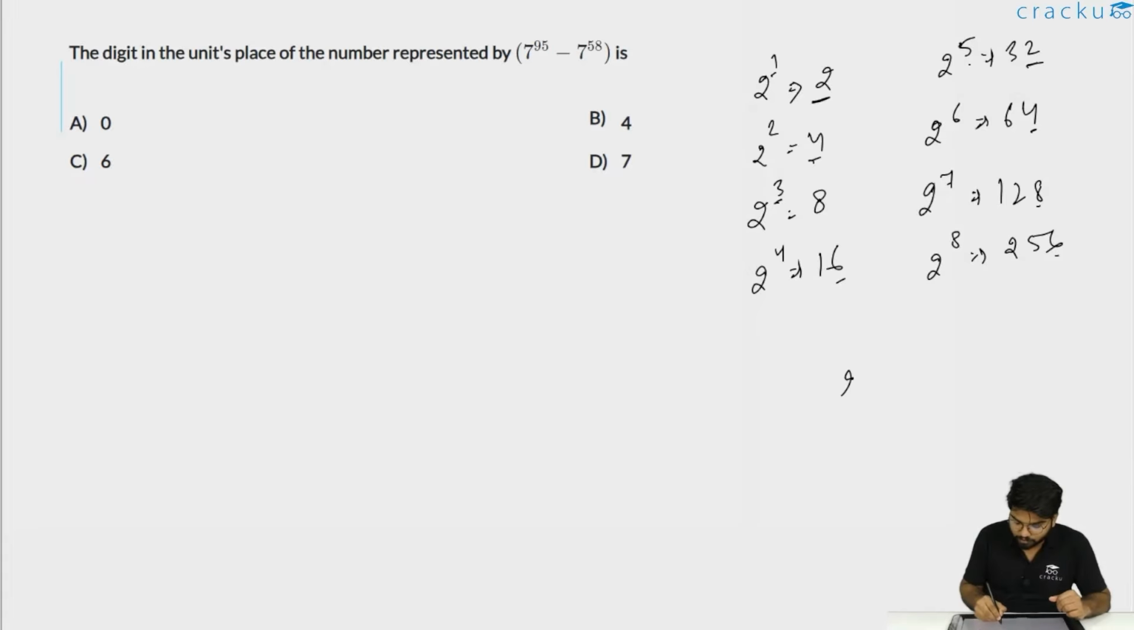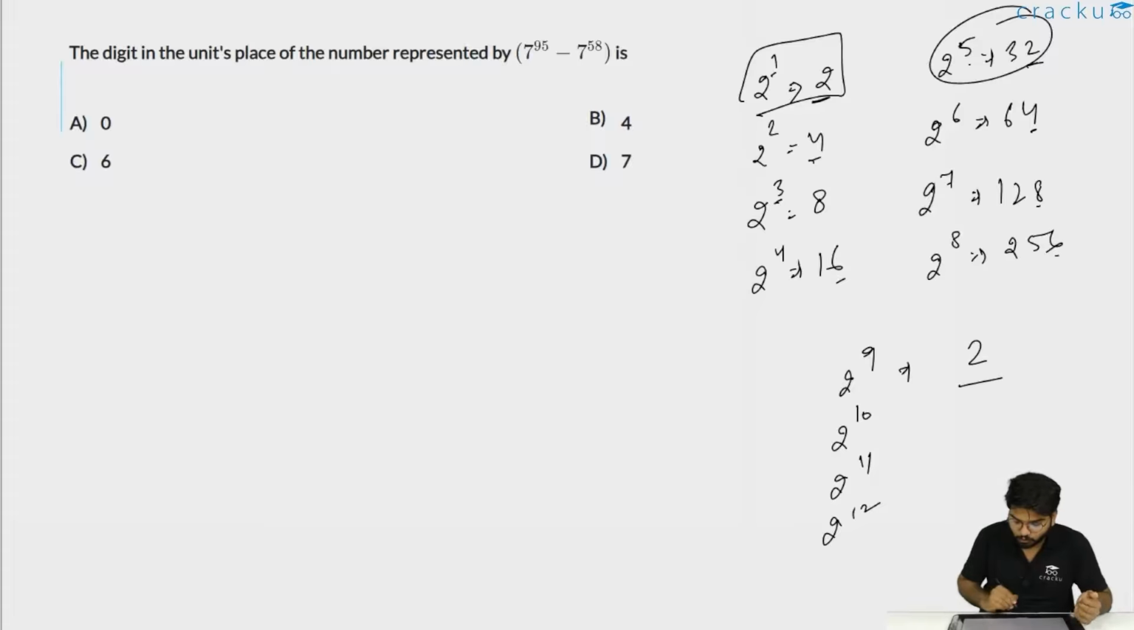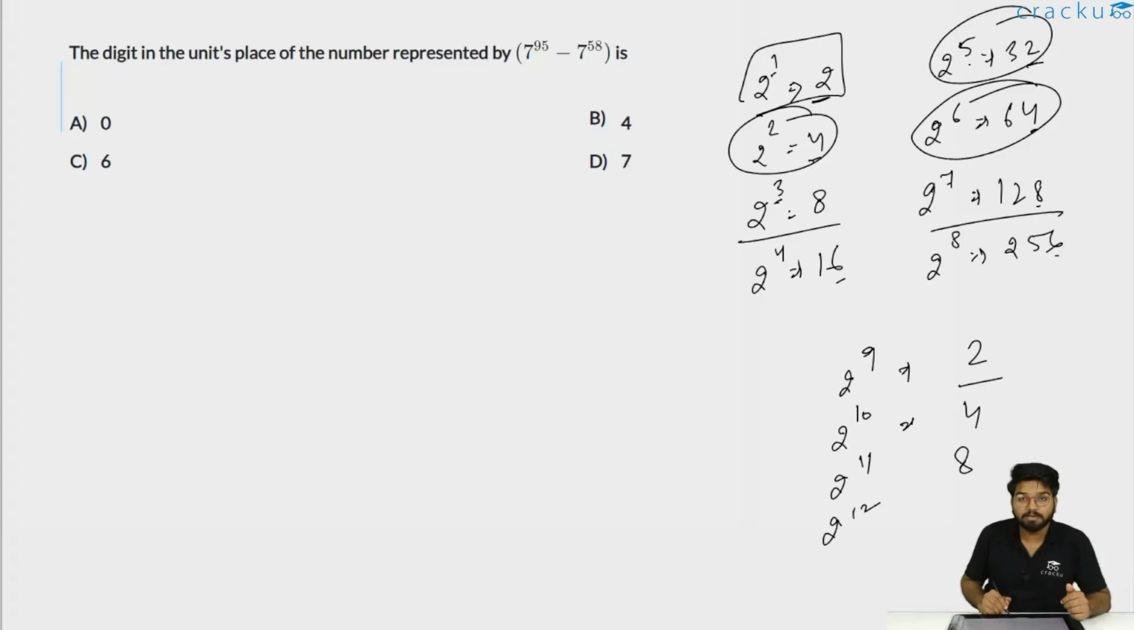If I do the same for 2 raised to 9, 2 raised to 10, 2 raised to 11, 2 raised to 12, again the last digits will remain the same. 2 raised to 1, 2 raised to 5 and 2 raised to 9 will be ending with 2. Similarly, 2 raised to 2, 2 raised to 6 and 2 raised to 10 will be ending with 4. This one is also ending with 8. So we can easily identify the last digit, and we know that there are pairs of 4.